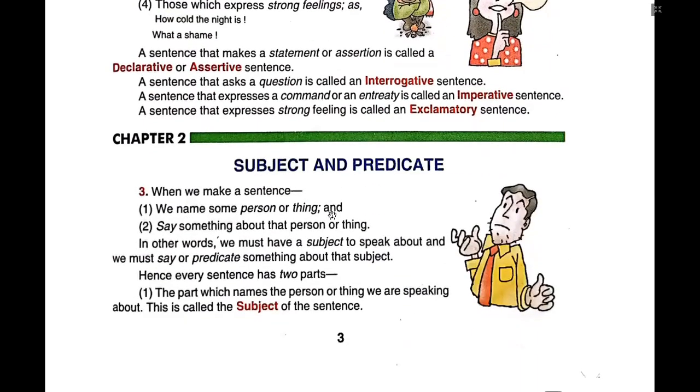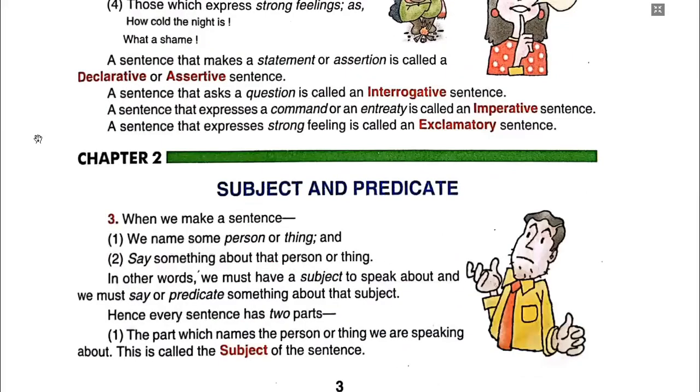So when we talk about a sentence, we need to know what the parts of a sentence are. Any of these four kinds which are discussed have certain parts which make the sentence complete, which give a complete sense to the combination of words. The subject and predicate. When we make a sentence, we name some person or thing and say something about that person or thing.